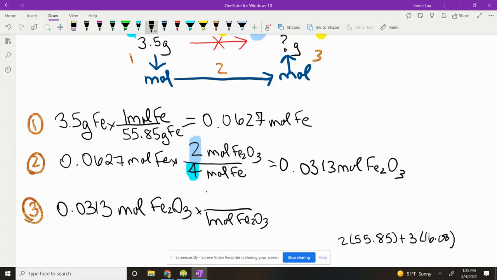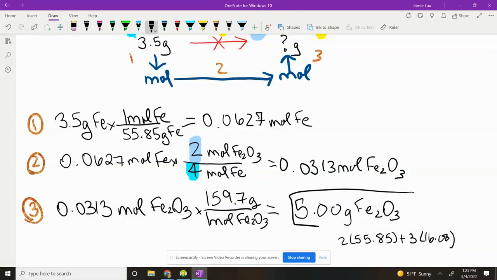And that's going to give me 159.7 grams of iron 3 oxide. So I multiply that by the 0.0313 moles, and I get my final answer of 4.998, which when we round that up, it's going to be 5.00 grams of Fe2O3. And that is the final answer to the problem.